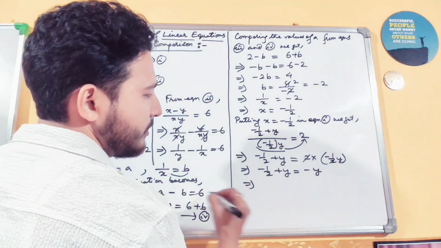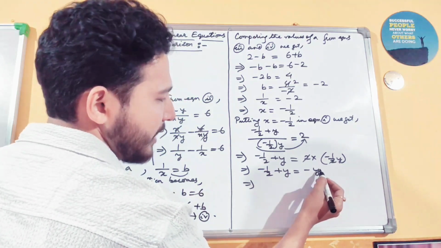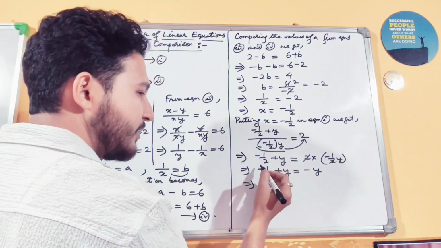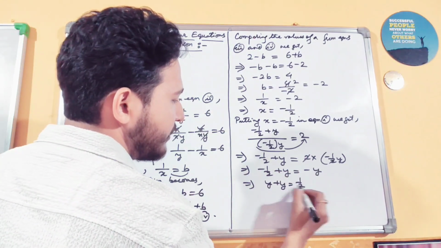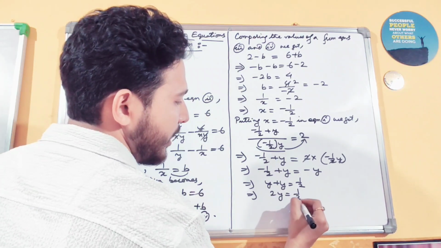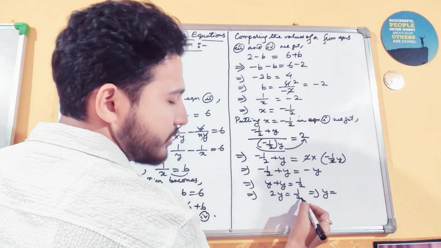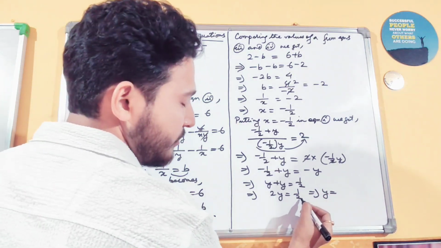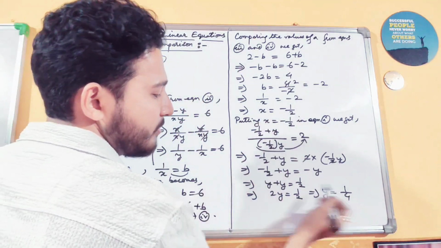Now just find it out. This minus half goes there, becomes plus half, and minus y goes to the left hand side, becomes plus y. So y plus y is equal to half. Ultimately, y plus y will give you 2y is equal to half. So y is equal to, 2 goes down and gets multiplied with 2, this becomes 1 by 4. So x is minus half, y is 1 by 4.